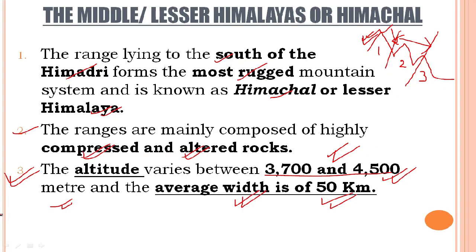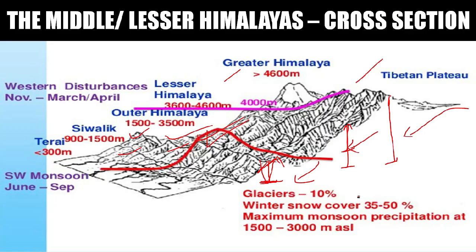Students, we started by learning that as we descend southwards from the greater Himalayas, we'll find another division of Himalayas known as the Middle Himalayas. It is also known as Himachal. Here you can see the altitude and the average width of the mountains.